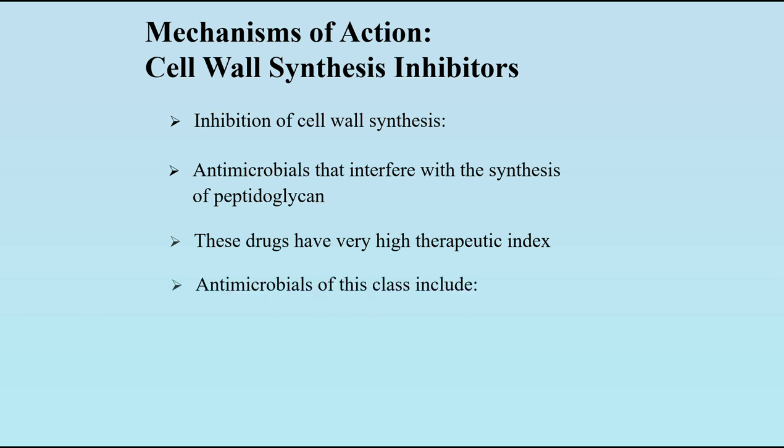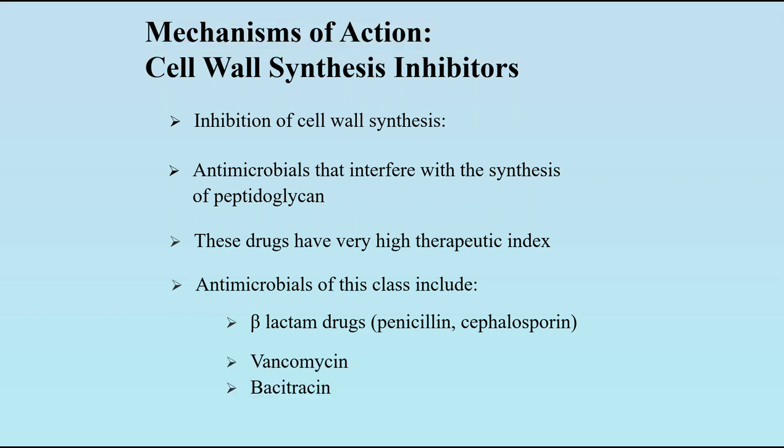So the antimicrobials or the antibiotics of this class include beta lactam drugs, because in the structure of these drugs they contain a ring which is called the beta lactam ring, and that's why these drugs are called beta lactam drugs. And these include penicillin and cephalosporin, as well as vancomycin and bacitracin.